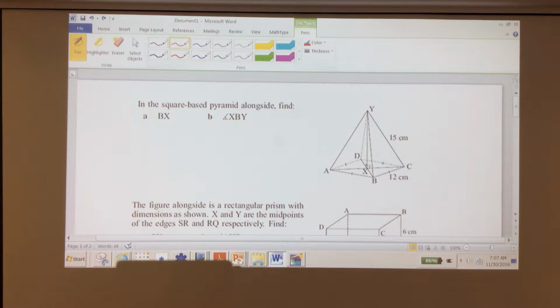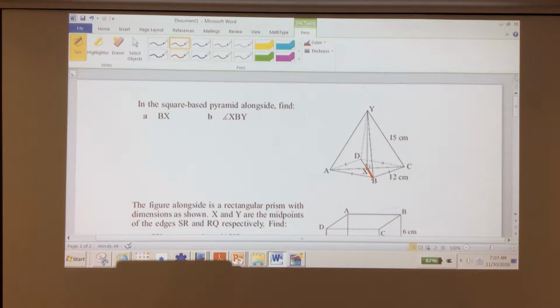These are some sample questions just like the ones that will be on your quiz. So let's give them a try and then we'll go over the answers. So the first one, you're given a pyramid. It's a square base pyramid and the first part is you're trying to find BX. Let me show you where that is.